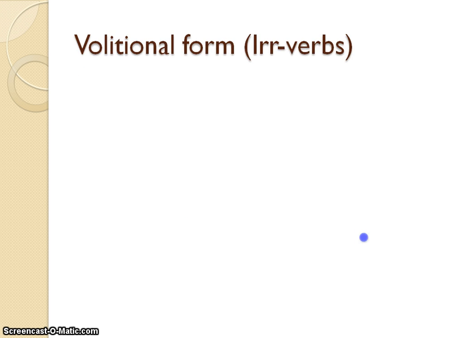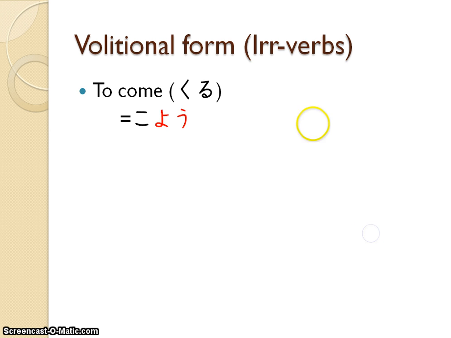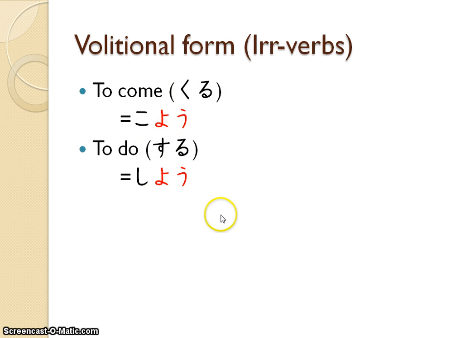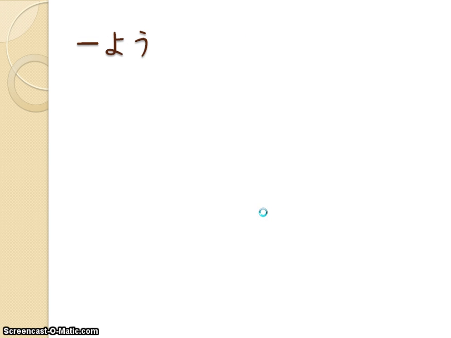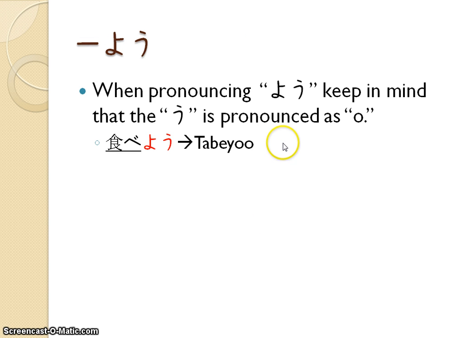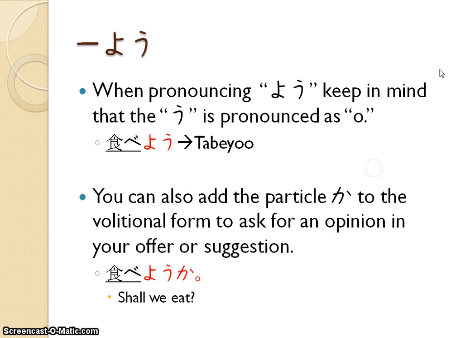Okay, so the volitional form, so kuru becomes koyo. To do, suru becomes shiyo. Now these are irregular, but once again, you have the stem and you just add よう at the end. Now, in a nutshell, I don't know if anyone noticed this so far, but even though it's spelled yo-u, when you pronounce it, you want to keep in mind that the u is not pronounced as u, it's pronounced as o. So, tabeyo.